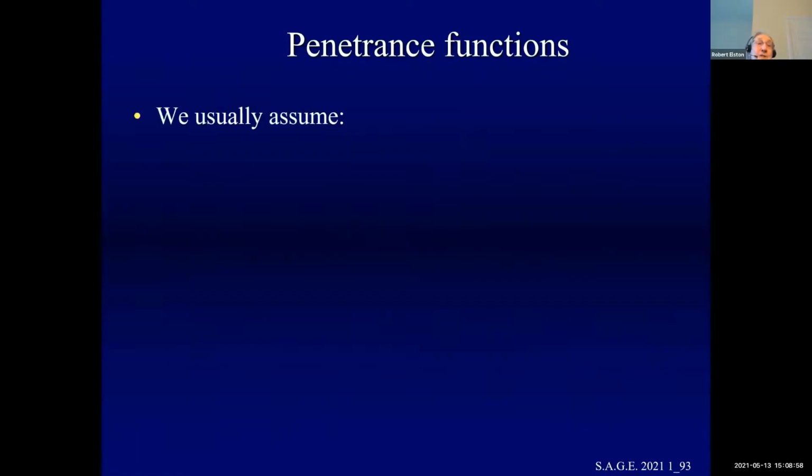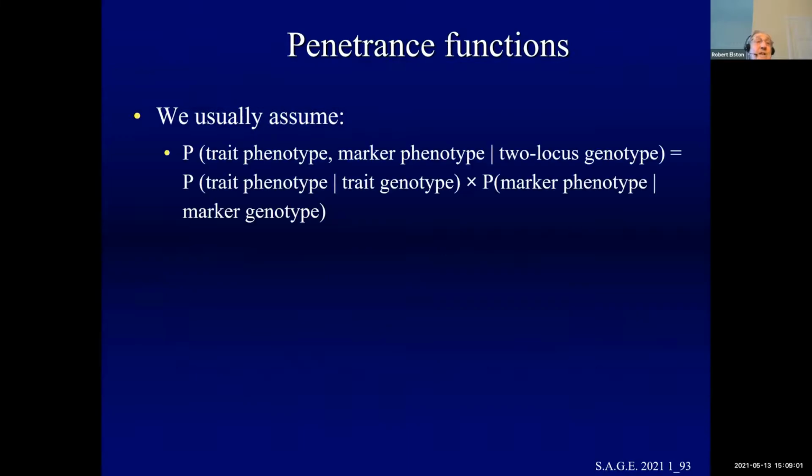We usually assume that the probability of the trait phenotype and marker phenotype given the two locus genotype is the same as the probability of the trait phenotype given the trait genotype times the probability of the marker phenotype given the marker genotype. Remember, I'll stress this again, we never know the marker genotype. All we know is the marker phenotype. So we usually assume that.